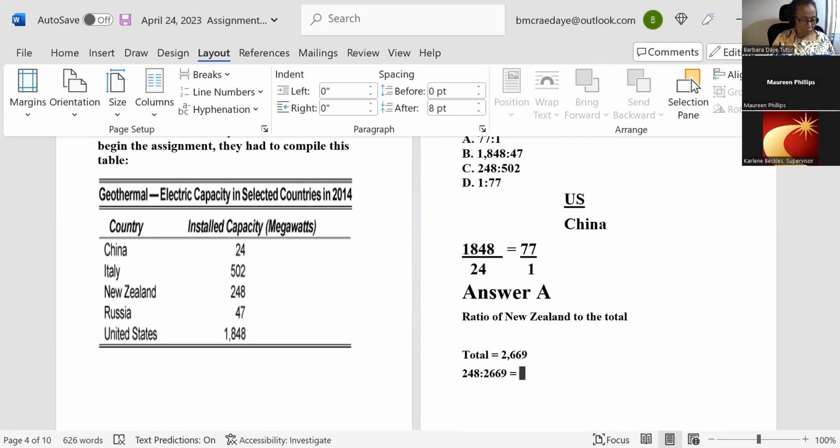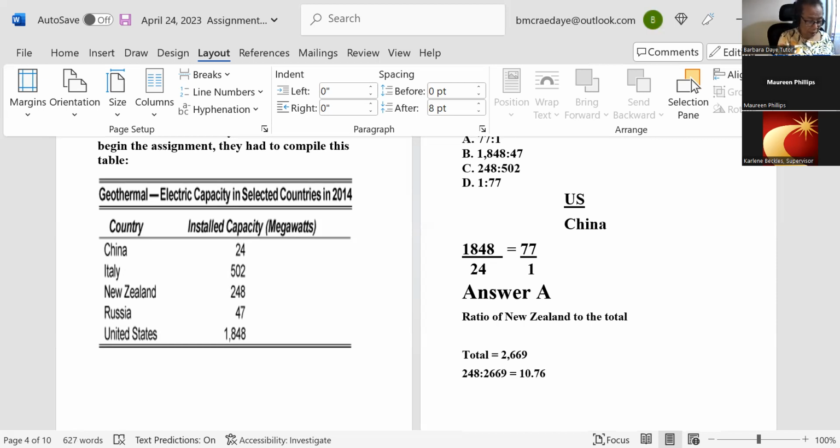Okay, divide that by 20. 240. Sorry, I messed up my numbers. Let me do it over. 2,669 divided by 248. What do you get? Okay. 10.7. Yeah, you get 10.76, right? Yeah.